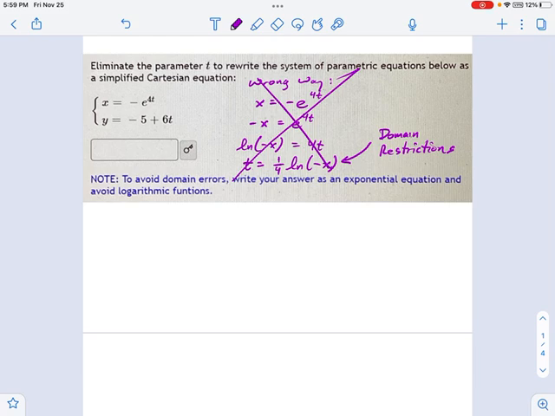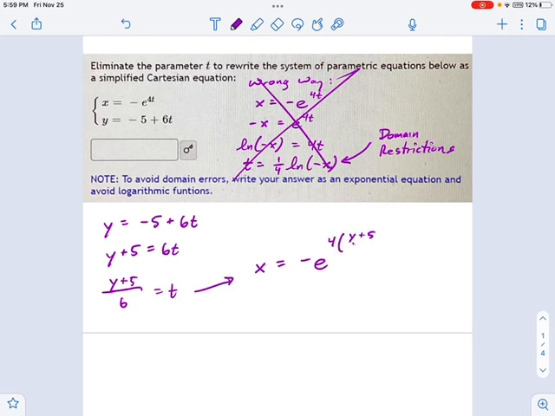Instead, we're going to isolate t using the y equation. y equals negative 5 plus 6t. So I'm going to isolate t and say, okay, that means y plus 5 equals 6t, and that means y plus 5 divided by 6 equals t. And now I'm going to take that and plug it into the other equation. So I get this: x equals negative e to the power of 4 times y plus 5 over 6. Looks kind of hilariously gross, right? But that's what it is.